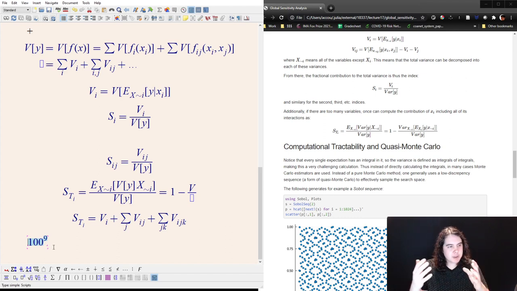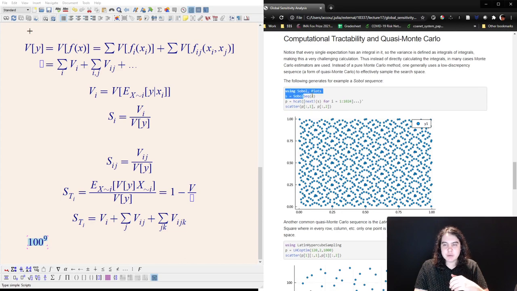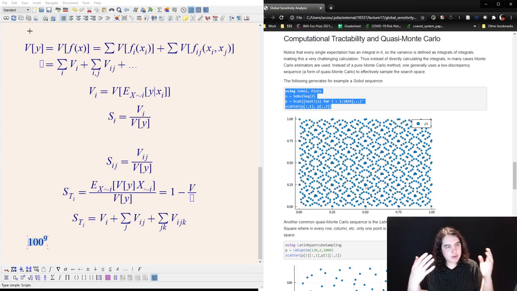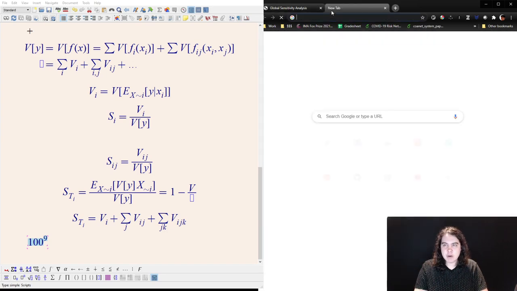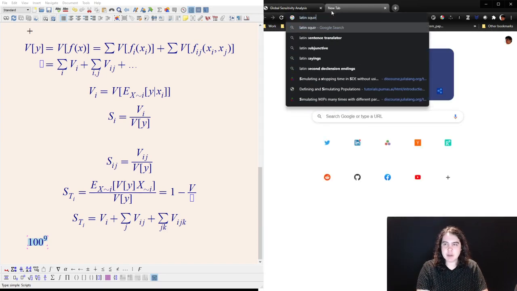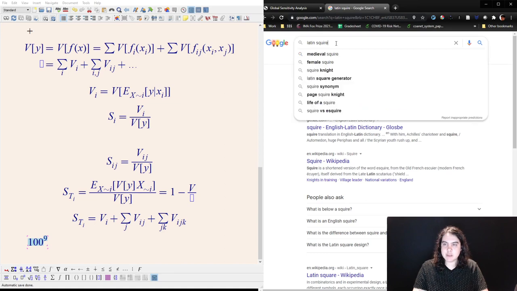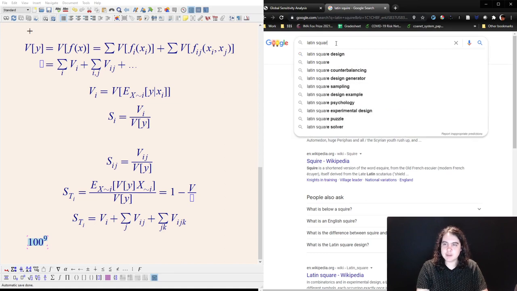So instead there are things called low discrepancy sequences. One that's used a lot in Sobol analysis is called the Sobol sequence, which looks like this. But one that makes more intuitive sense to me is the Latin hypercube. The Latin hypercube is a generalization of the Latin square. So the Latin square, let me pull one up. Not a Latin squire, sorry. Latin square.